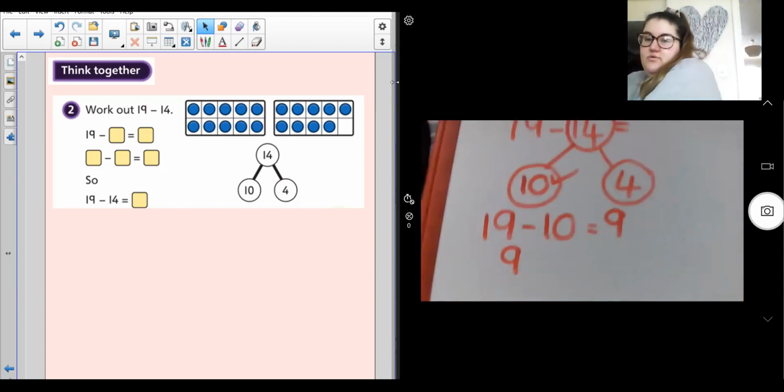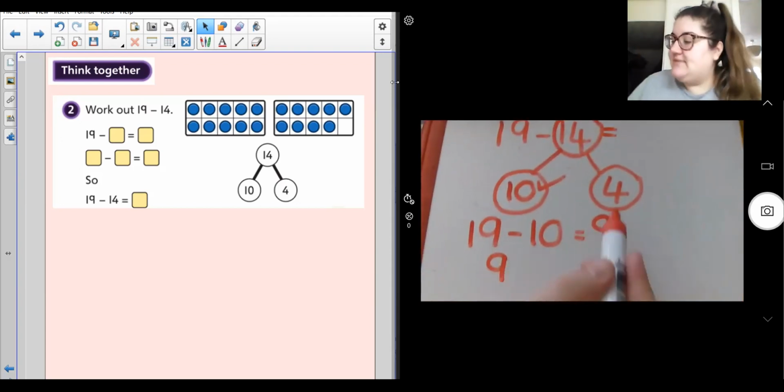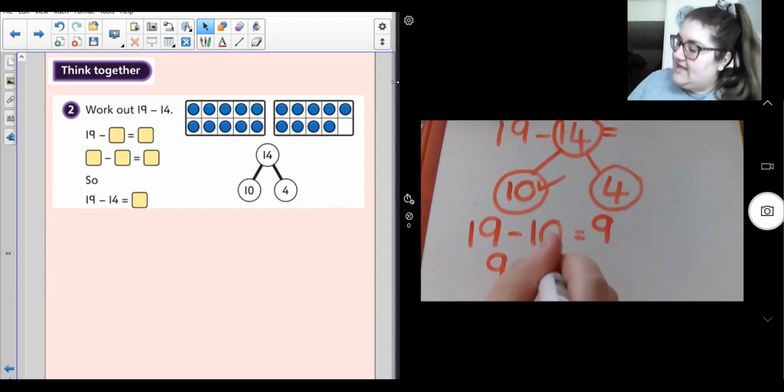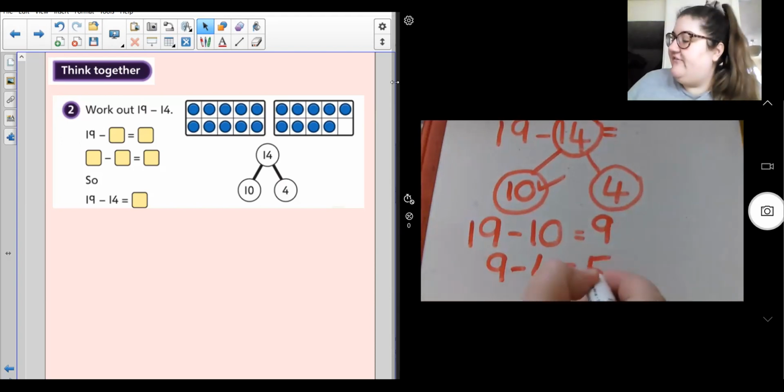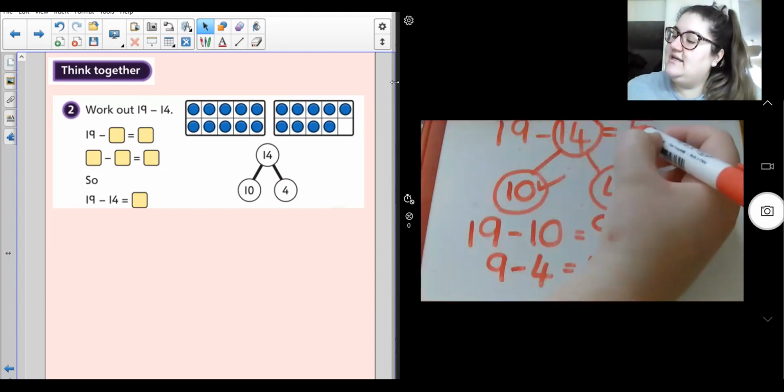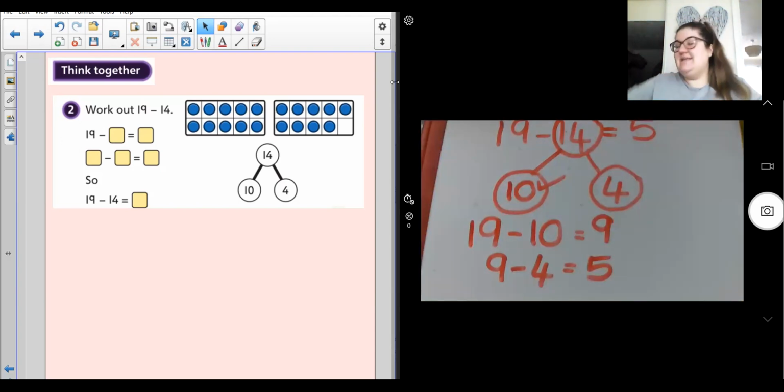See if I can show you all of that. That's better. And I'm taking away the ones. So I'm taking away 4. So I've got 9 and I'm taking away 4. I'm subtracting 4. How many are left? Got 9 and I'm subtracting 4 and it leaves 5. So 19 take away 14 is 5.